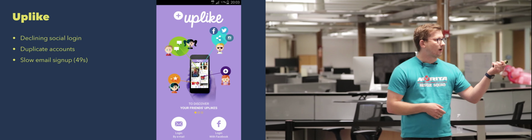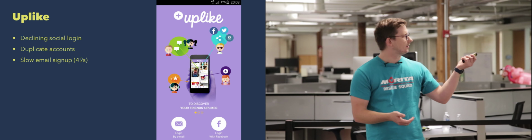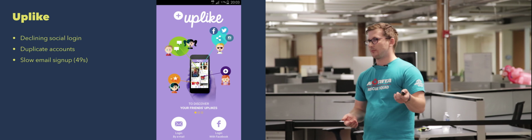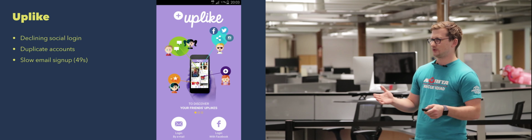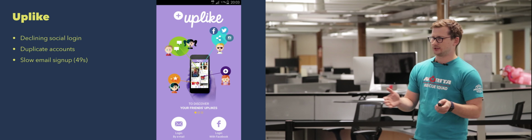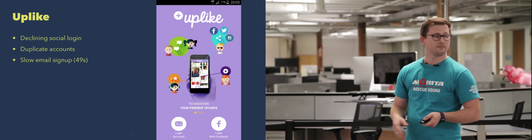And finally, the whole process from getting the app to actually start using it with email was 49 seconds. So I looked it up. The average use time in an app was 2.5 minutes. So if your users are spending almost half of that just trying to register, chances are they're going to drop off and not use the app.